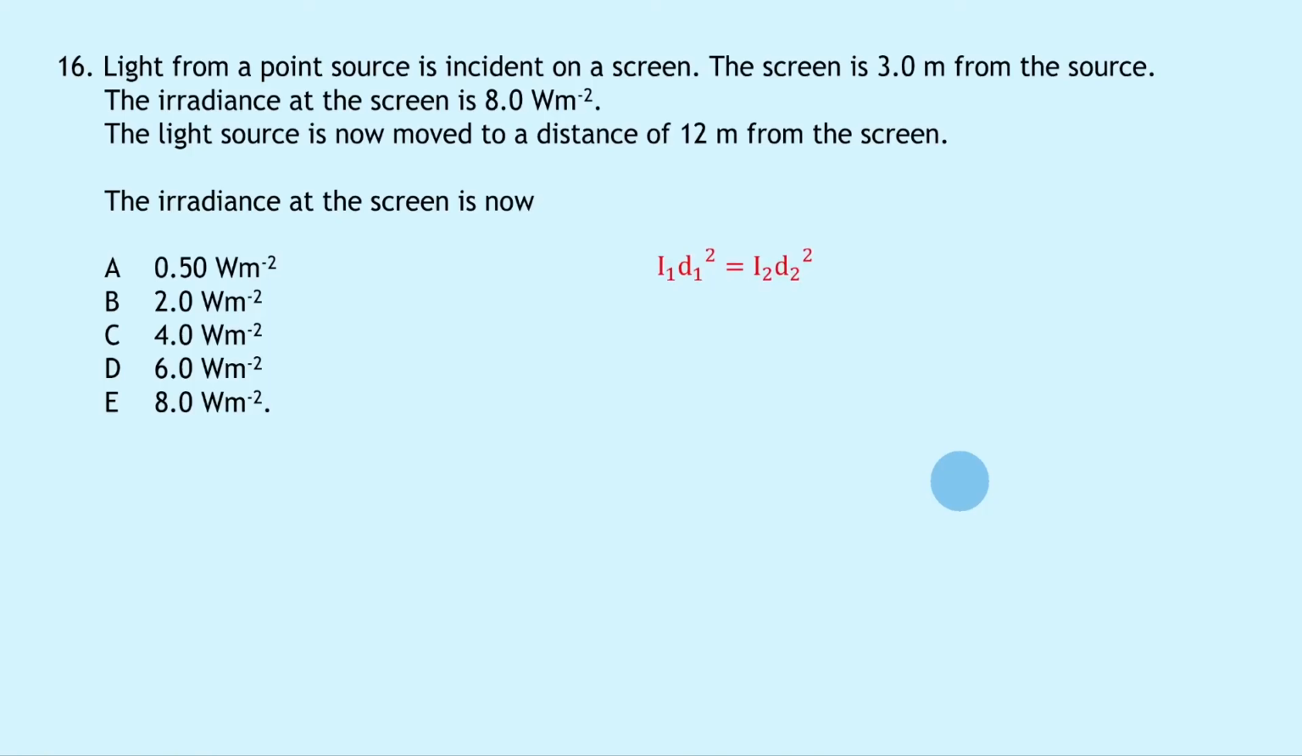So we have I1 D1 squared equals I2 D2 squared. Subbing in the numbers gives us 8.0 for the initial irradiance times 3.0 squared for the initial distance is equal to I2, the final irradiance, times 12 squared for the final distance. And then putting into your calculator and rearranging for I2, we get I2 equals 0.5 watts per meter squared, which is option A.